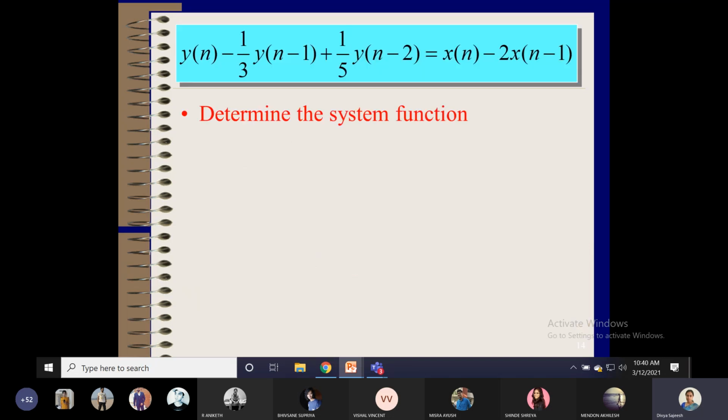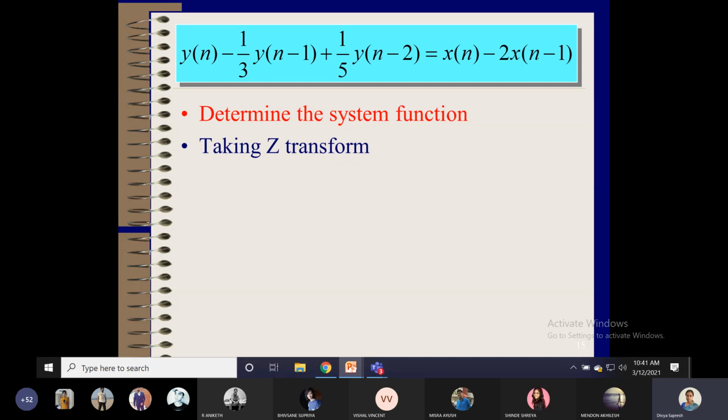Now let us see this particular system, where a system is given to you defined in terms of a difference equation: y of n minus 1 by 3 y of n minus 1 plus 1 by 5 y of n minus 2 equals x of n minus 2 x of n minus 1. For this system you have to determine the system function. System function means nothing but H of z, which is the transfer function of the system. So let us take the z transform.